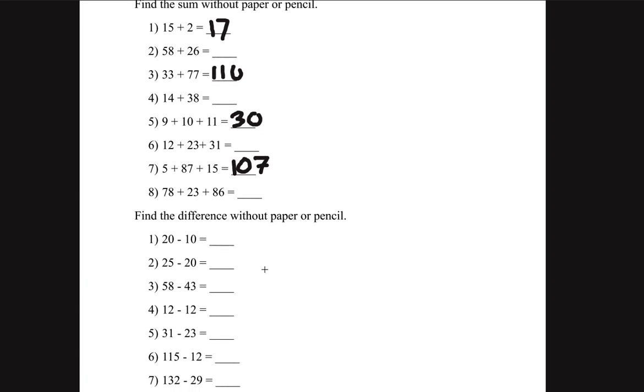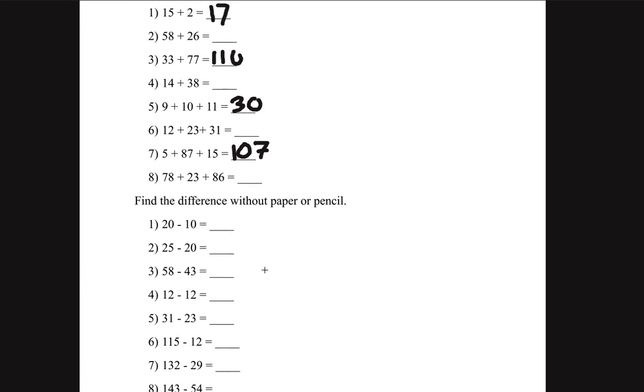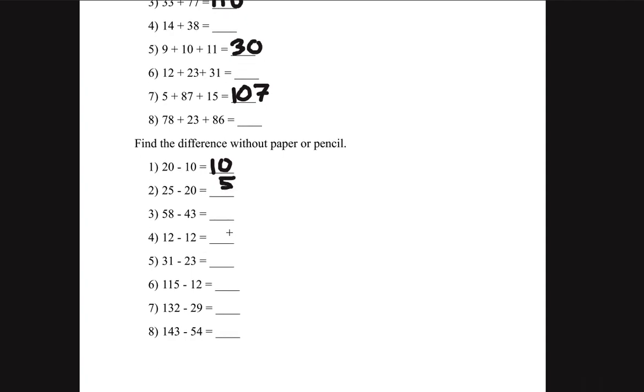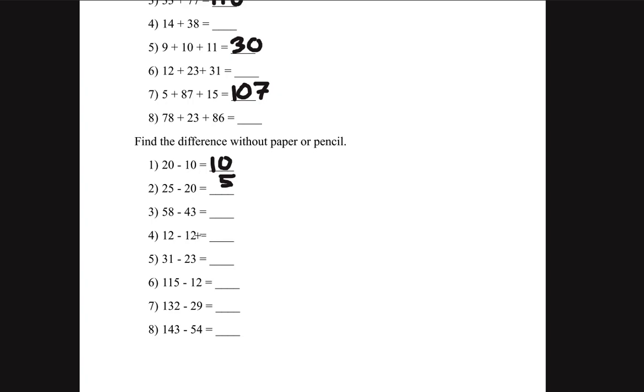Now let's look at the difference without a pen or pencil. Alright, let's do number 1. 20 minus 10. 2 minus 1 is 1, and then you just bring the 0 over. 25 minus 20, since it's 5 minus 0, it is just 5, since the 2's cancel out. 12 minus 12, since it's the same number, they cancel out and equal 0.